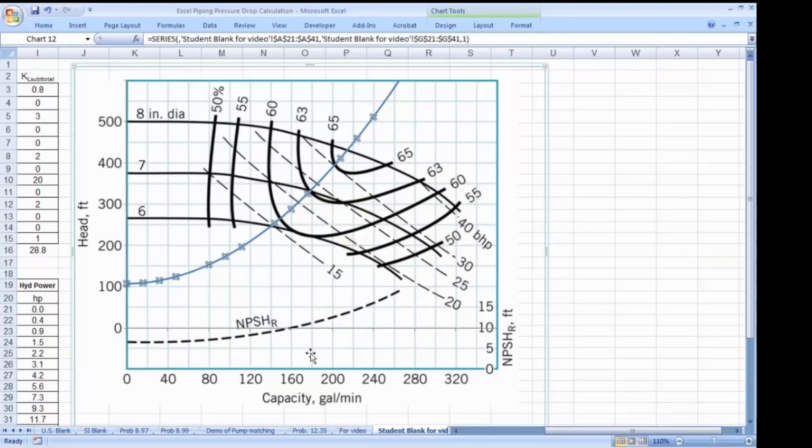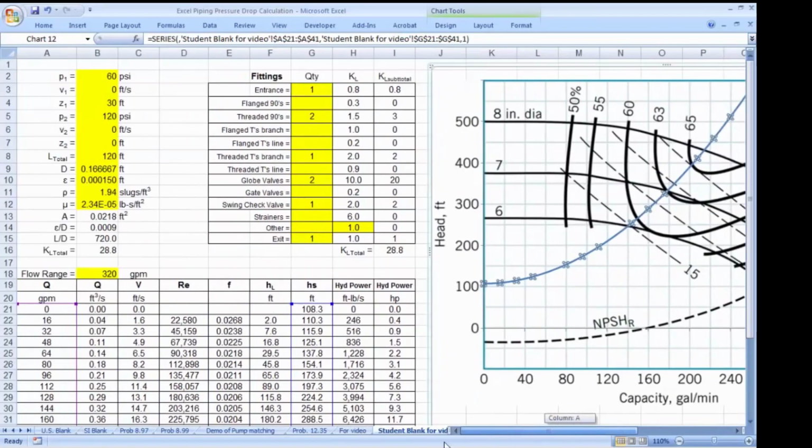And you come down here, and you could find what the net positive suction head required is for the pump at that speed, at that flow rate. And you could go over to the right, and you could find what that value is off of this other little curve that's on there. So that's the process of generating this spreadsheet.